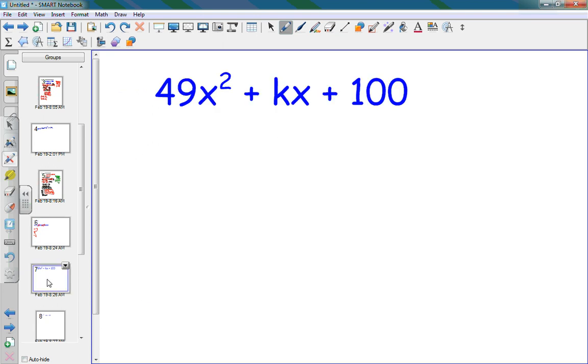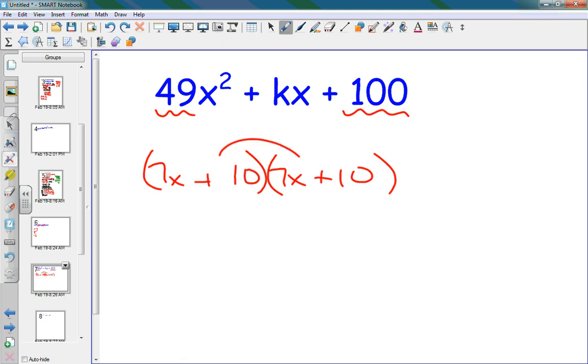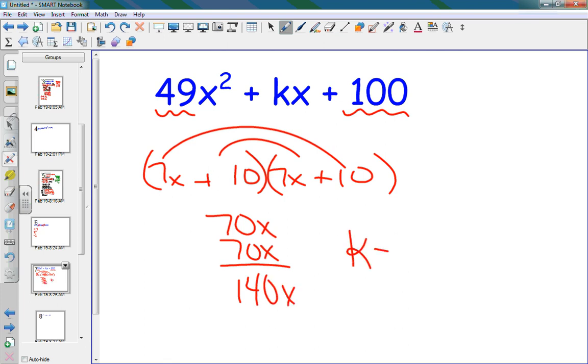Okay. How do I find k? Trevor, factor it into a binomial. You are absolutely correct. And why are we doing that? Because 49 and 100 are perfect what? Squares. What's the square root of 49? So I'm going to use 7x and 7x. I need perfect squares of 100. 10 and 10 are both positive. Inner gives me, outer gives me, to give me... So what's k? 34. You guys got that.